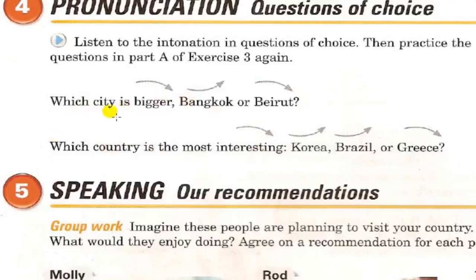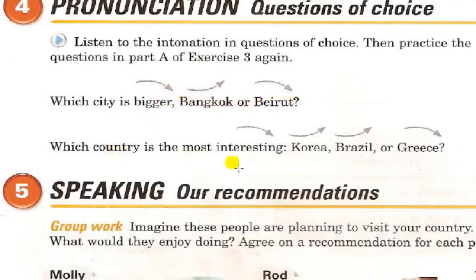In this exercise, which city is bigger, Bangkok or Beirut? You have a question of choice. You choose between A or B. So before or, sound is up. After or, sound is down. Bangkok or Beirut? Which city is bigger, Bangkok or Beirut? Before or, sound is up. After or, sound is down.